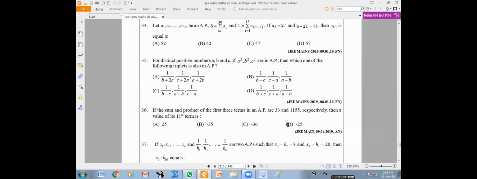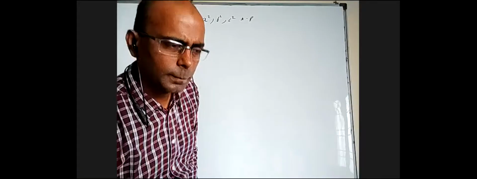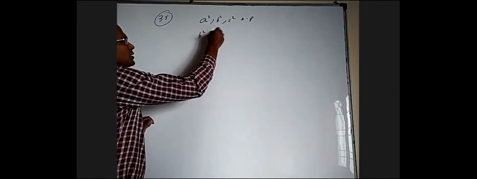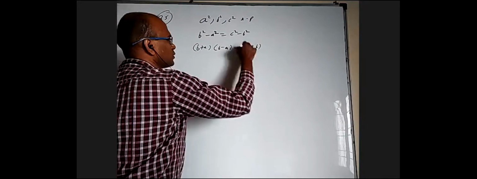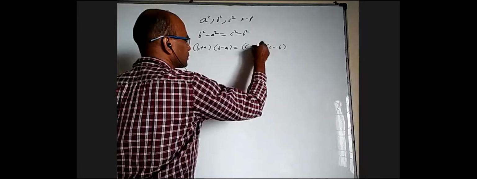35. A square, B square, C square are in AP. Then which one of the following is true? Of course, you have to try each option. But I can write B square minus A square equals C square minus B square. That is (B plus A) into (B minus A) equals (C plus B) into (C minus B).